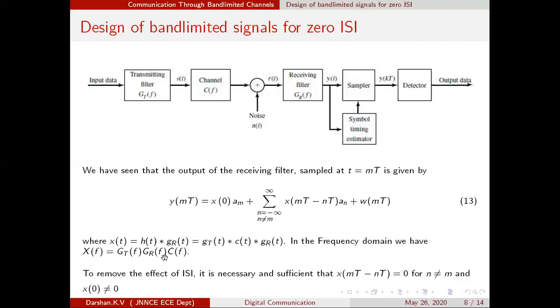Also, I have written x of f. Just observe, x of f is equal to, since these are convolutions in the time domain, convolution is converted to multiplication in the frequency domain: gt of f, gr of f, into c of f. The Fourier transform x of f, the rectangular pulse you have seen, involves the Fourier transforms of gt of f, gr of f, and c of f. So this equation should come into your mind.